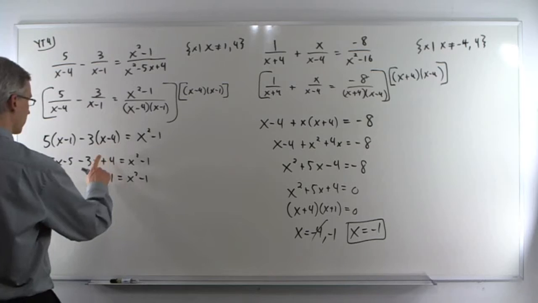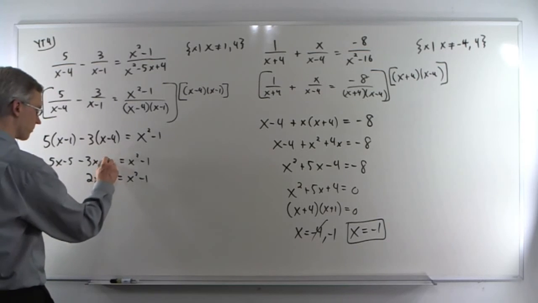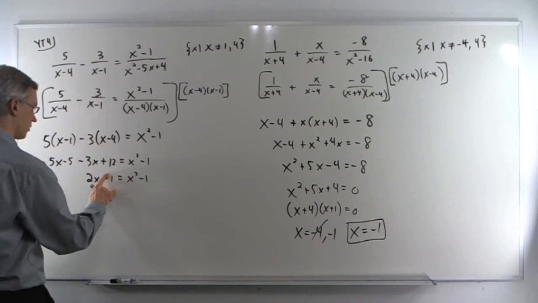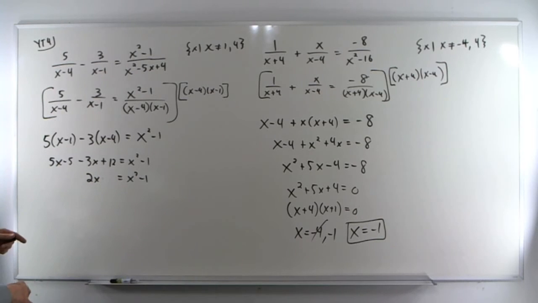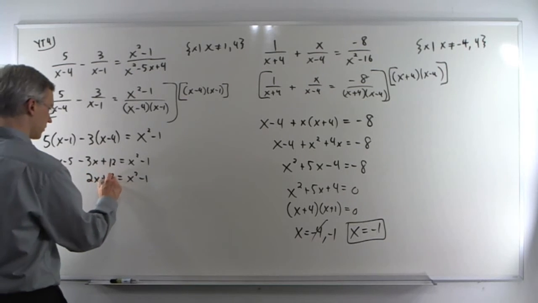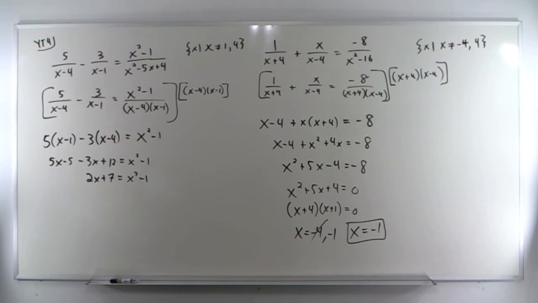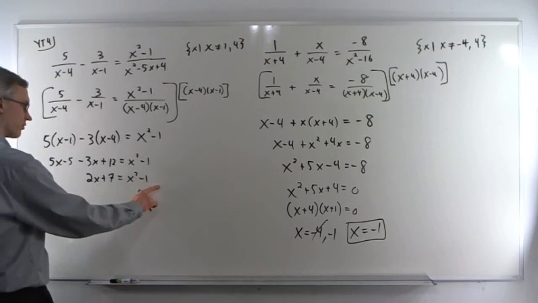I got a mistake here. 3, yes, here at 12. I knew there was something wrong. Okay, so that is 7. That's better. All right, now I'm going to get everything over here to the right.